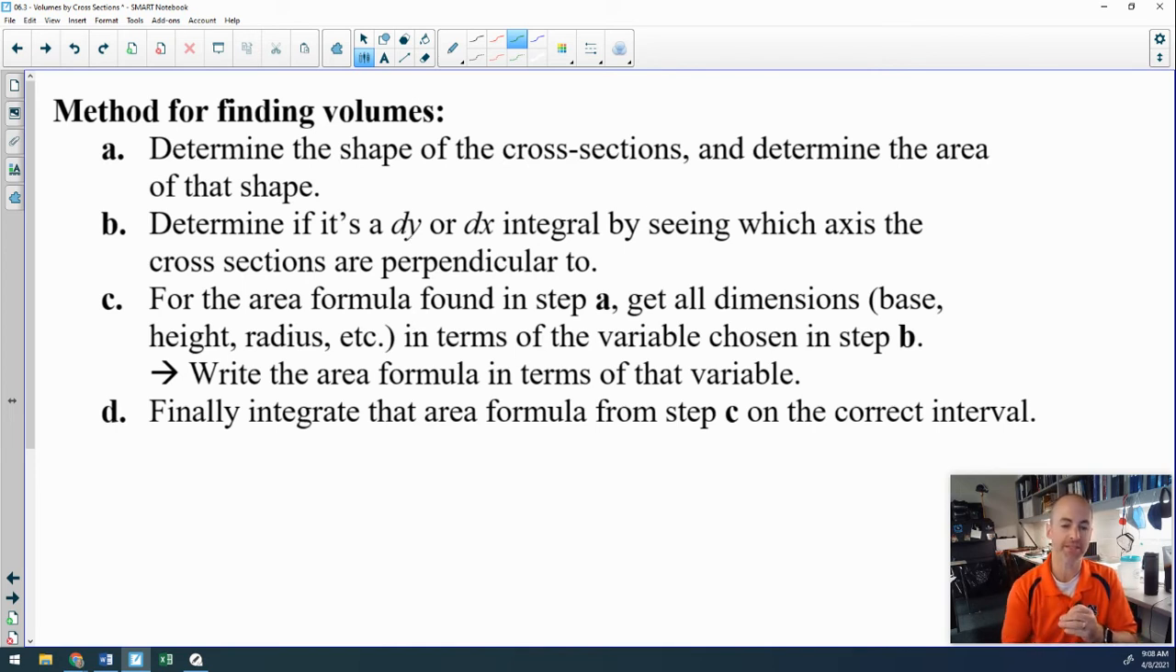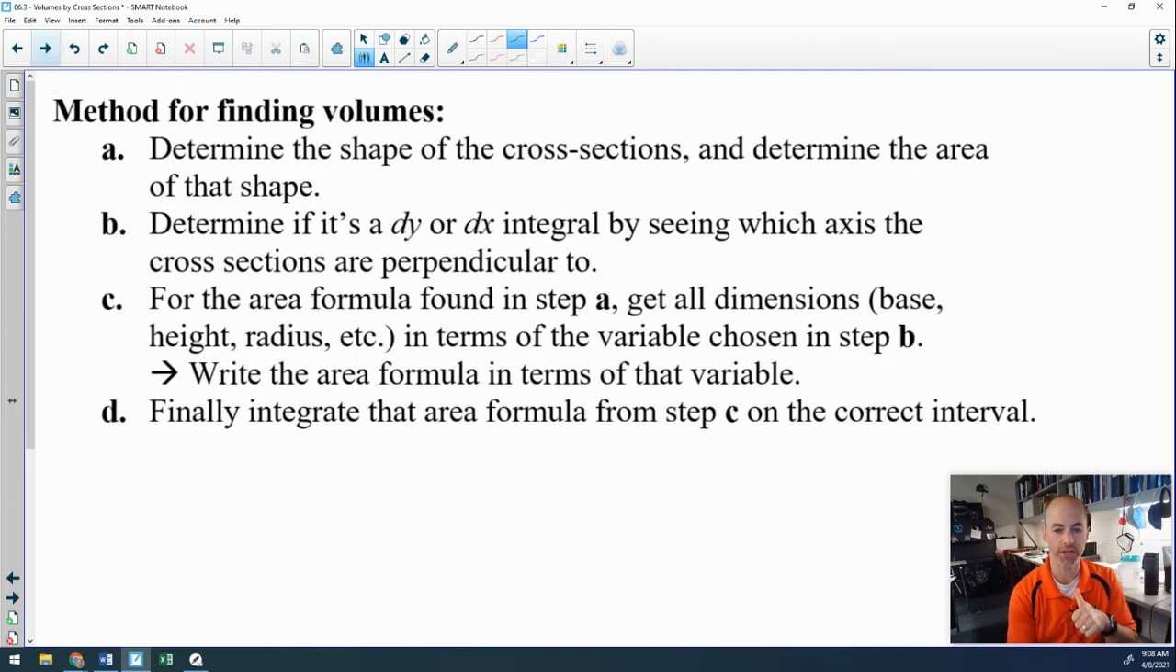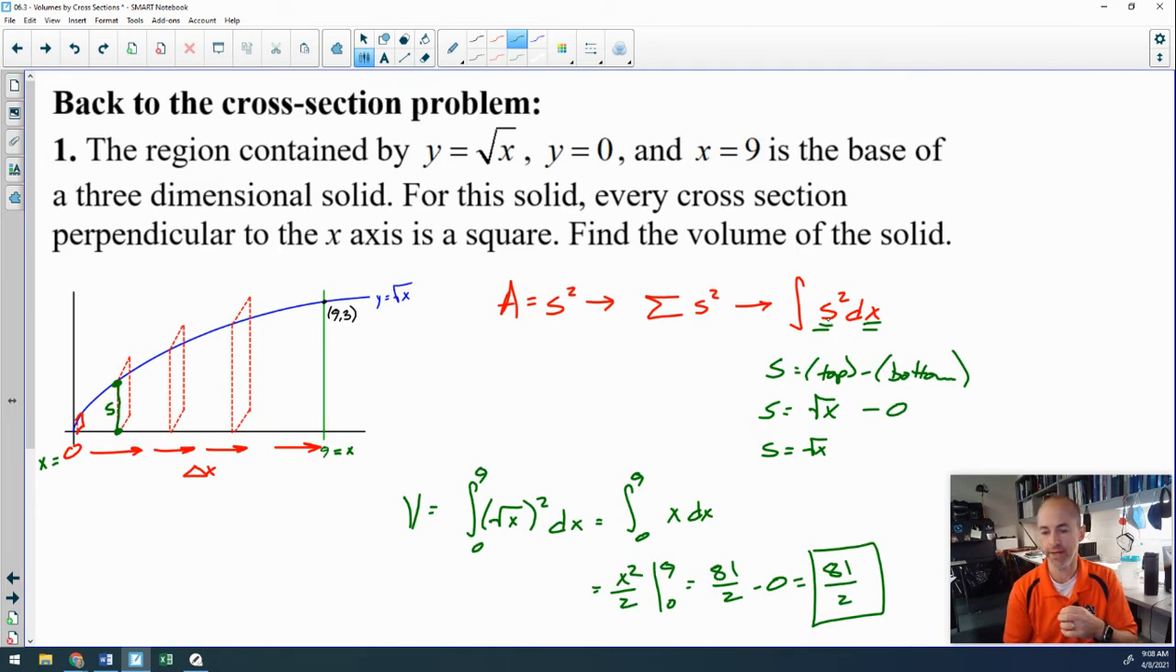and that's determined by the axis that your cross-sections are perpendicular to. So when this one said every cross-section perpendicular to the x, that right there is telling me that it's a dx problem. So we get the shape and the variable right off the bat. Write the area formula in terms of the correct variable. That was the next one we had here. We had side length squared, but I had to convert that into x's by determining that s is the square root of x. So that's the next thing you want to do.